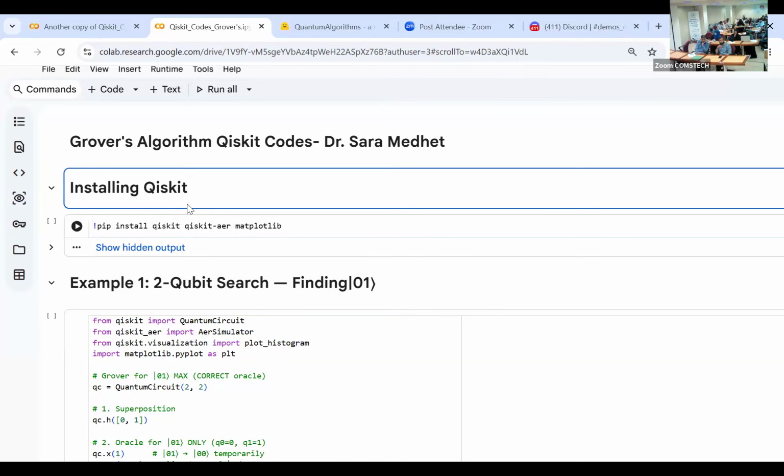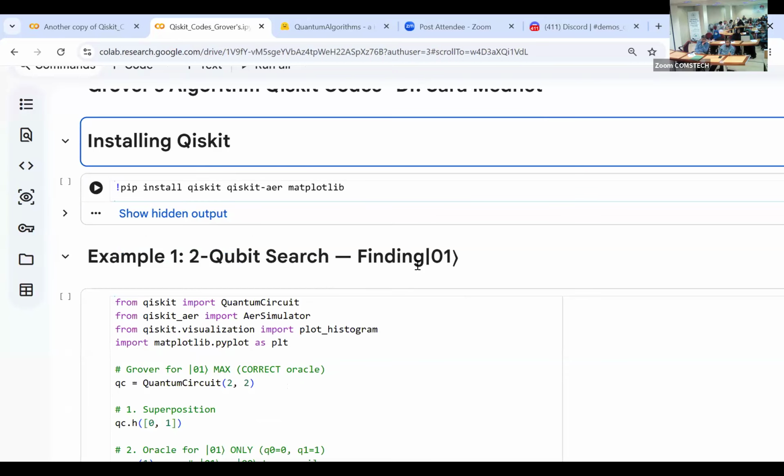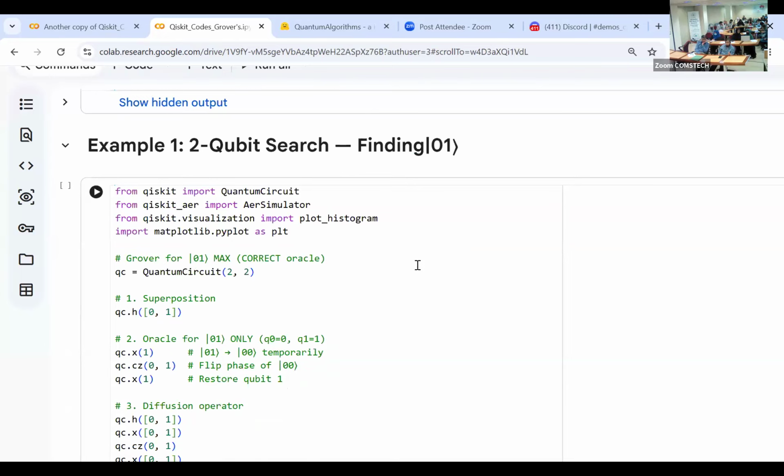So the first step is we're going to install Qiskit. For that, we are going to use the pip install qiskit command. Then we need the Qiskit Aer simulator, and we're going to need matplotlib for plotting our desired states. Now I'm going to take the first example of 2 qubits: 00, 01, 10, 11.